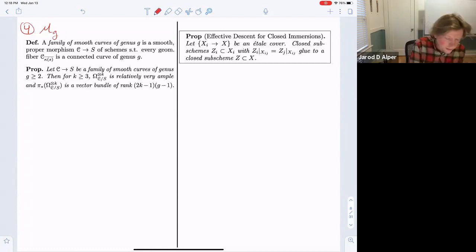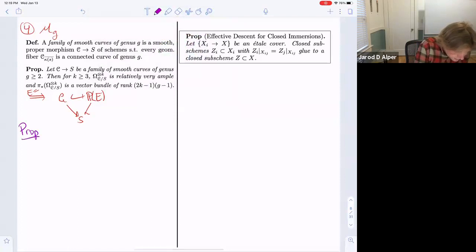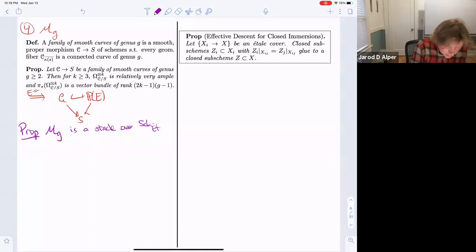And maybe for us, the nice consequence is that you have a very ample line bundle, so you can embed. If we define E to be the vector bundle which is the pushforward, then you have this embedding from C into the projective space over S. So it gives us an embedding into a projective bundle over S. And this is what will allow us to prove that M_g is a stack over the big étale topology, at least if the genus is at least 2.